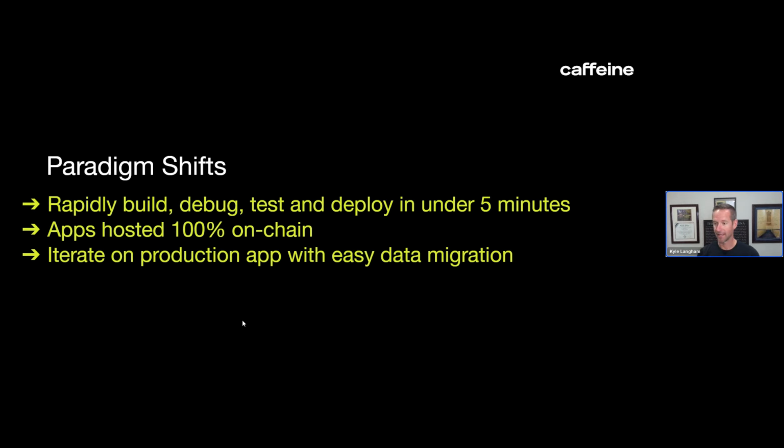Caffeine again is managing the application lifecycle, not just generating the code, but it also self-tests the code and fixes bugs, deploys it, and then allows you to keep moderating and keep iterating on that application without losing your current user data.